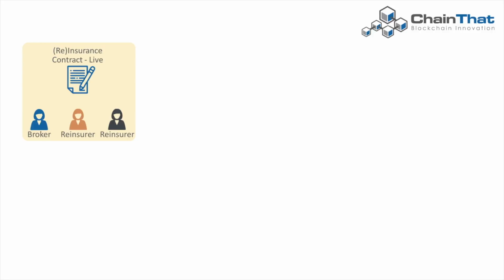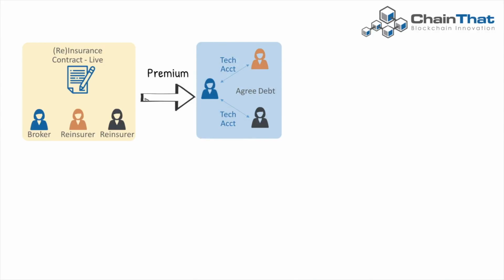The example used is based on a reinsurance contract managed by a reinsurance broker. Once a contract inception date is reached, the first stage is to pay the premiums, fees and taxes between the broker and the reinsurers on the contract. The debt between the broker and reinsurers must be agreed. Agreement of the debt is reached using the technical accounting data and process, which is shared between the parties.